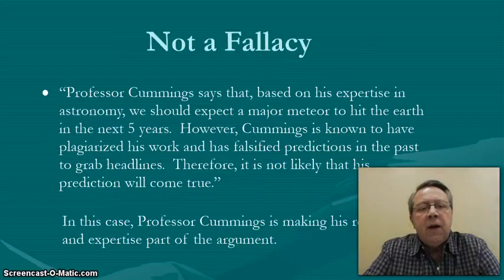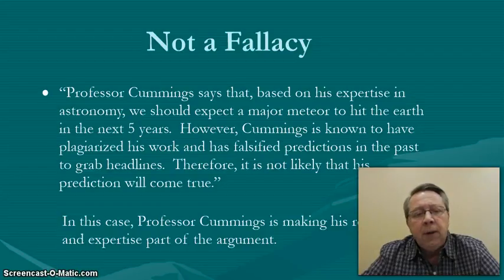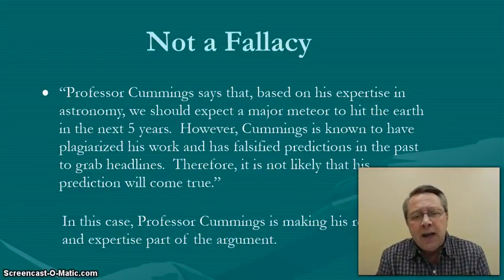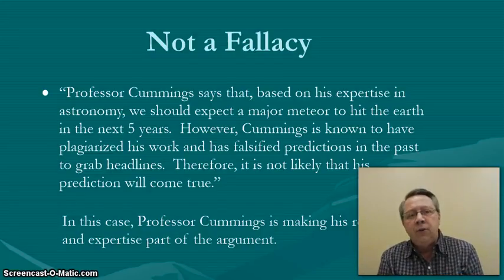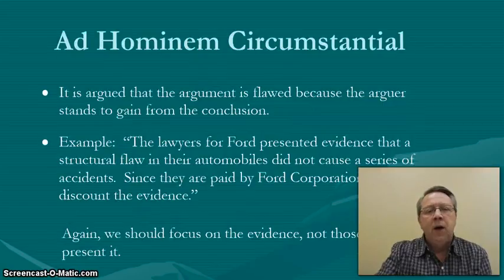Okay? Not a fallacy would be if Professor Cummings says that based on his expertise in astronomy, we should expect a major meteor to hit the Earth in the next 5 years. However, Cummings is known to have plagiarized his work and has falsified predictions in the past to grab headlines. Therefore, it's not likely that his predictions will come true. In this case, Professor Cummings is making his reliability and expertise part of the argument, so therefore it's not a fallacy to attack it because he's the one who brought it into the argument. Okay? So keep that in mind when we talk about it.